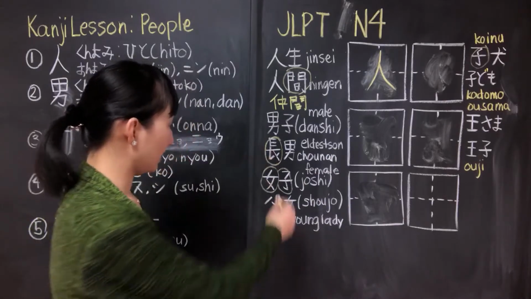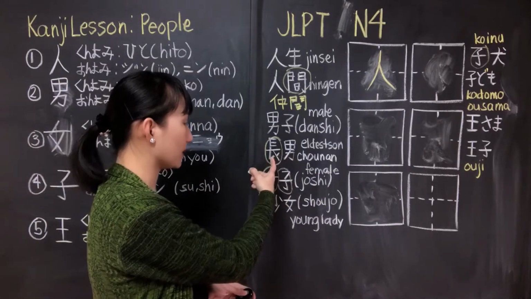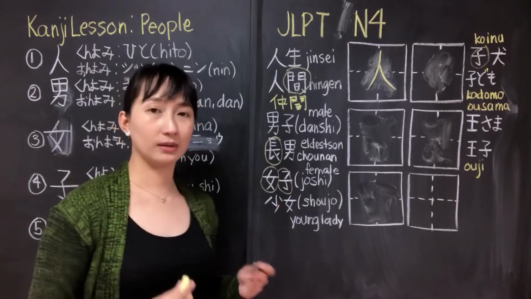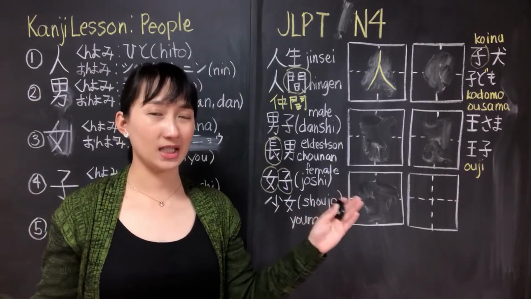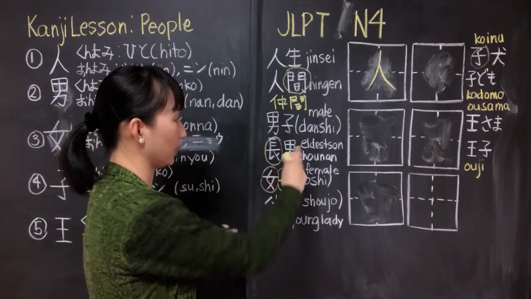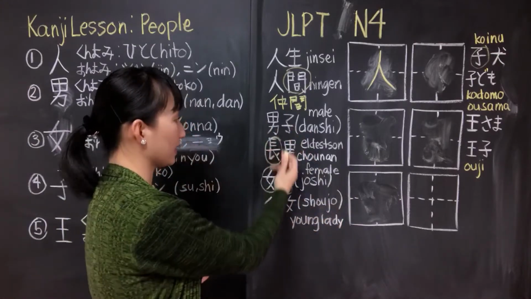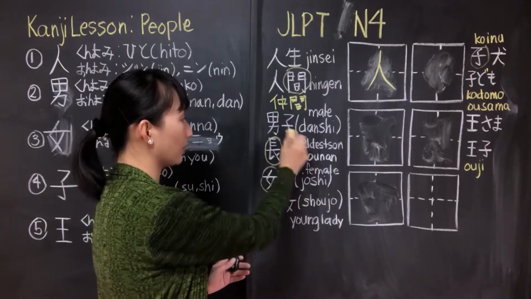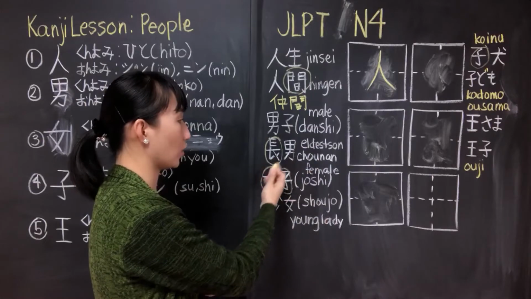As you can see, there are two kanji. The first kanji is from nagai, the kanji for long. Nagai kanji plus otoko. When you combine them together, this nagai kanji becomes cho, and then the otoko kanji becomes nan: chonan.